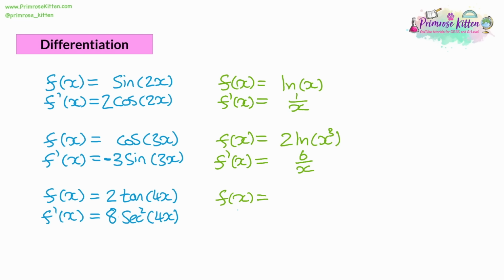If you have an exponential, so let's say we've got 4 to the power of x, when you differentiate that, you get somewhat of an odd answer. So the 4 to the power of x stays, but it's going to be multiplied by ln 4.